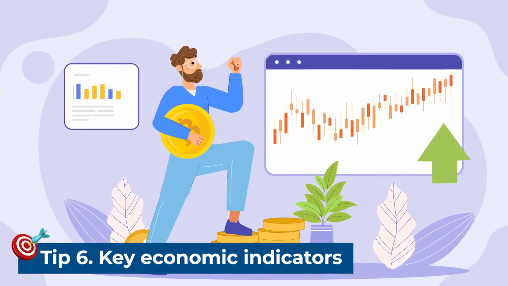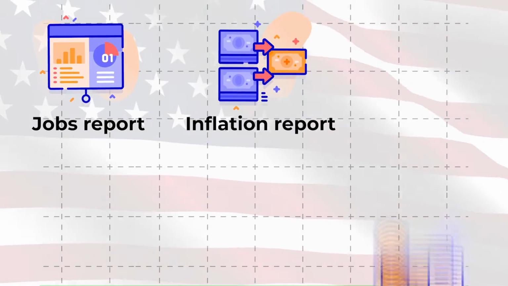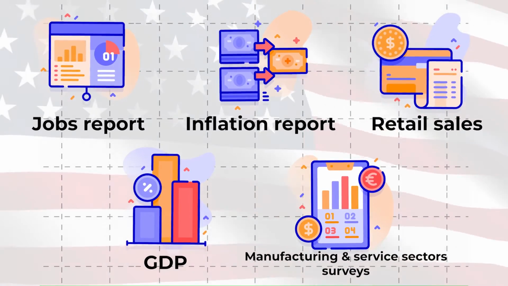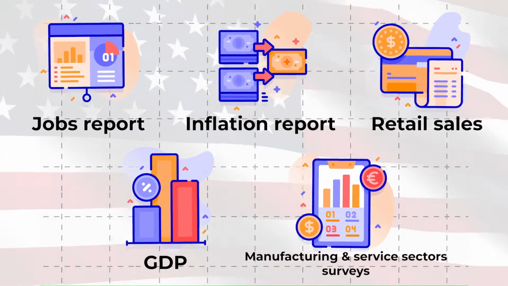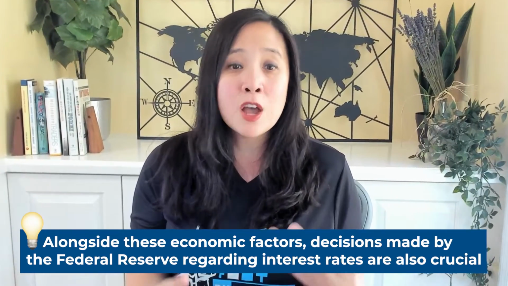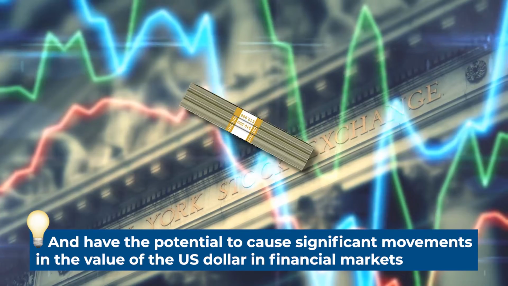The most important pieces of economic data for the US dollar are the jobs report, inflation reports, retail sales, and GDP reports, and the monthly Institute of Supply Management manufacturing and service sector surveys. Alongside the Federal Reserve interest rate decisions, these are traditionally the most potentially market-moving pieces of data for the US dollar. They have the greatest potential to drive big moves in the greenback.